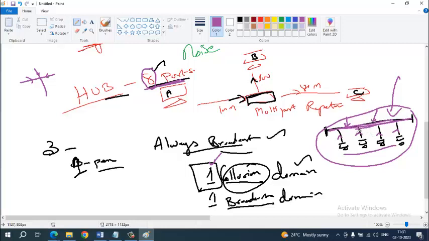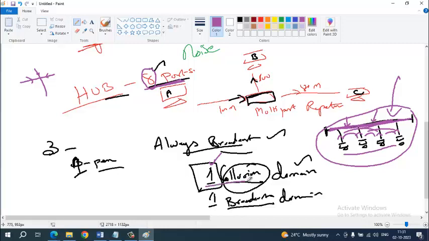So there is no separate chipset to control traffic between these two, these two, these two. There is no separate path. There is only one path. There is only one chipset, only one controller to control traffic coming from all devices. That is what it means here.